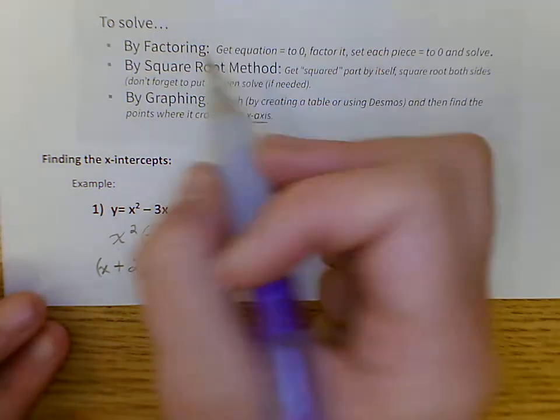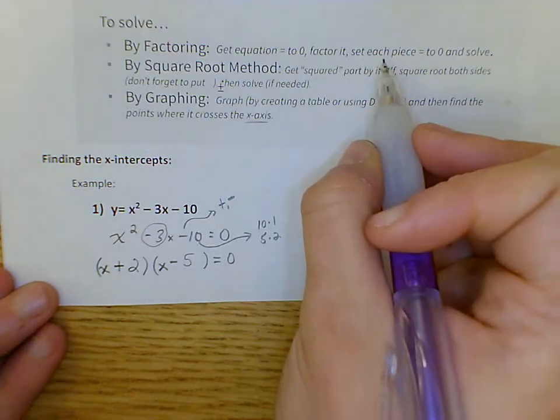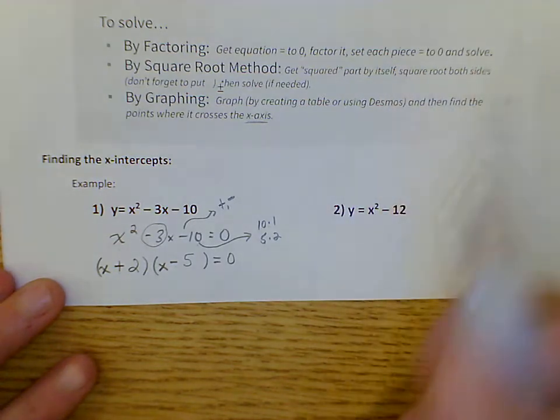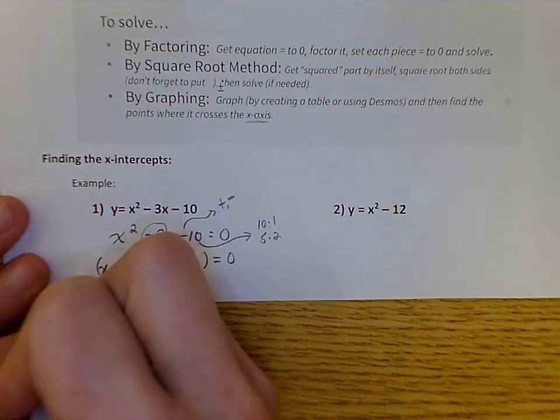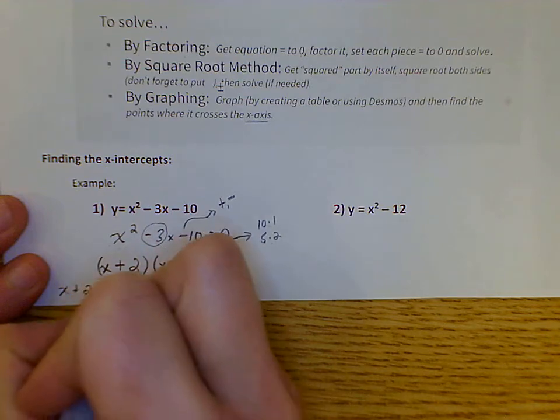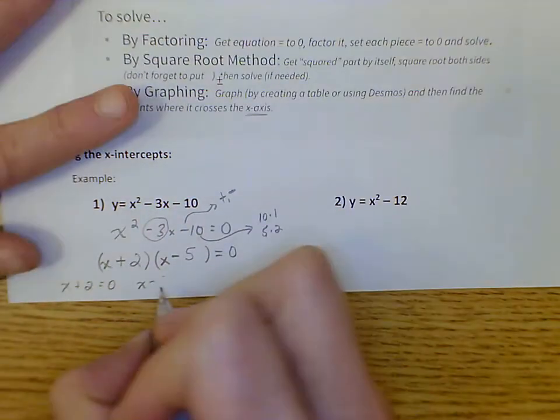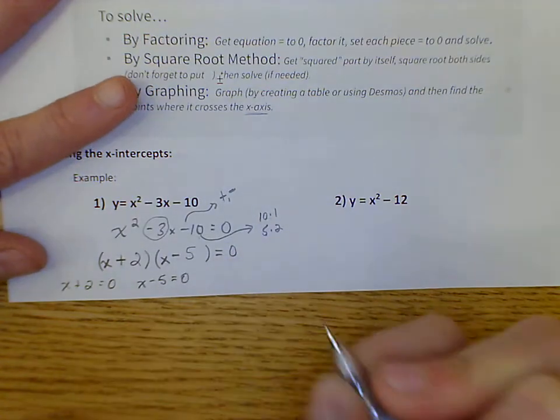Okay, so that we factored it. Now, to actually solve, that's where you take each piece and you set it equal to 0. So I'm going to take my x plus 2 and set it equal to 0. And then I'm going to take my other factor, which is x minus 5, set that equal to 0, and then I solve.